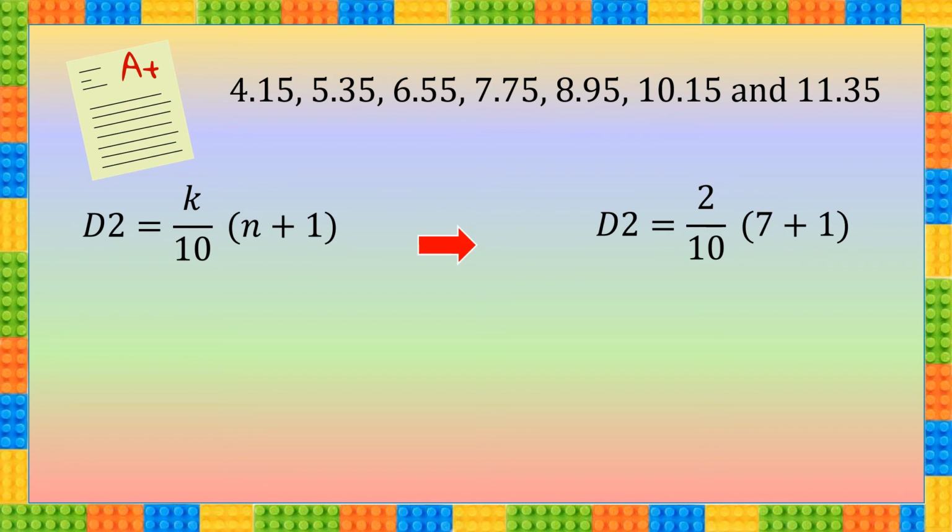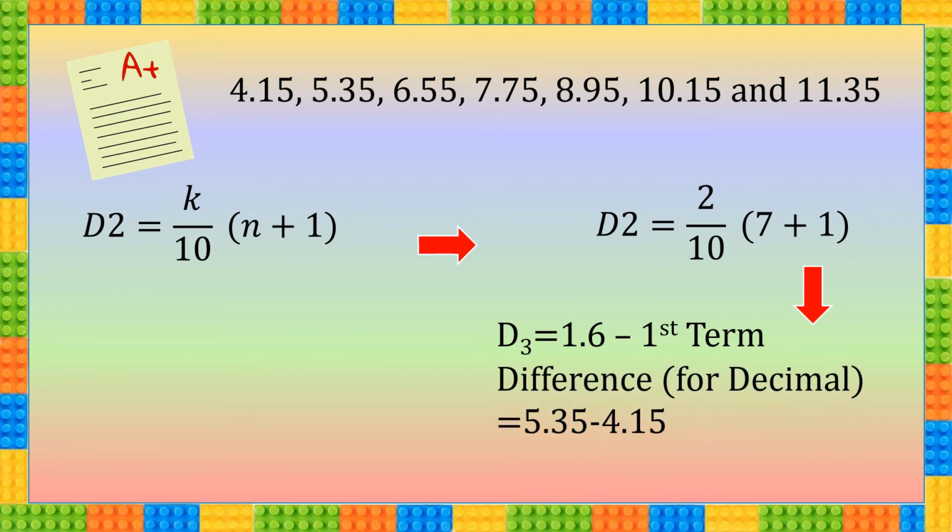Simplify. We got the answer 1.6 and it's the first position in the data because the whole number is 1, which will be 4.15. But, did you notice something? Yes? Great! There is a decimal.